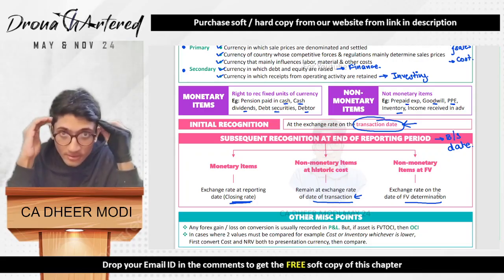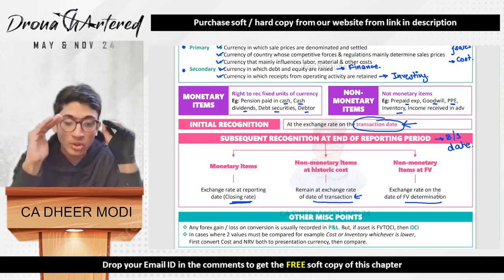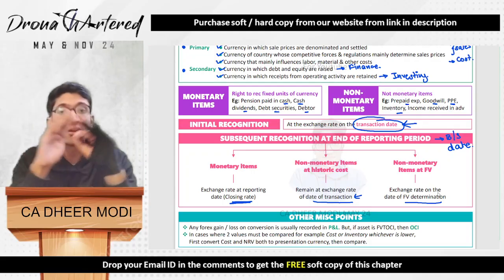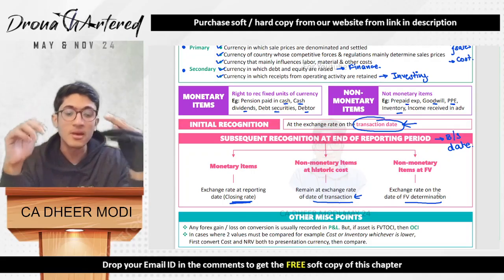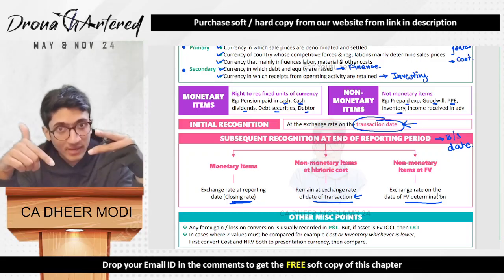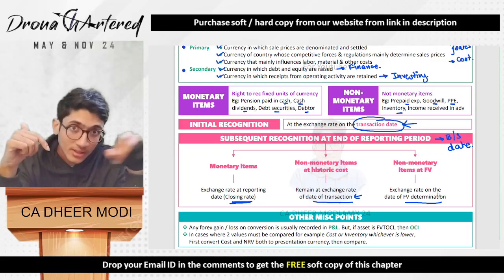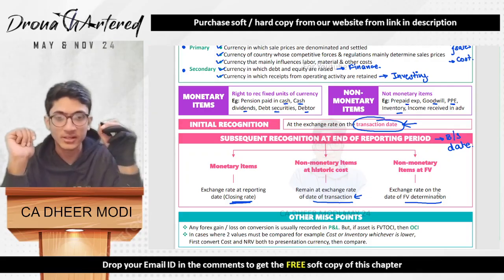Monetary items will be at the closing rate. Your non-monetary items at historic cost will remain as they are. That means initial recognition and subsequent recognition will both be the same. And your non-monetary items at fair value will be at the rate on the date that the fair value was determined.